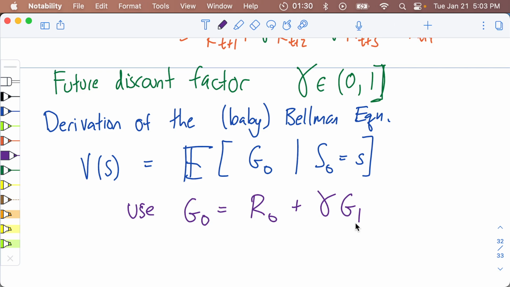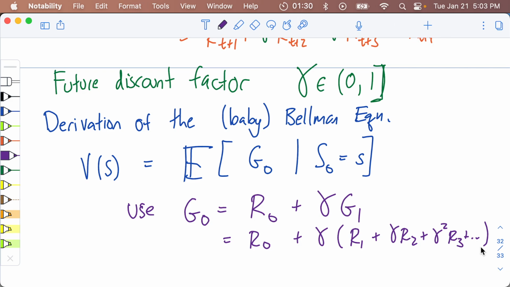The reason this works is if you expand out G1, it is R1 plus gamma R2 plus gamma squared R3 plus dot dot dot. So the return after time 1, if you discount it by a factor of gamma and add it onto R0, that's the total return G0. It's just a manipulation of the infinite sums.